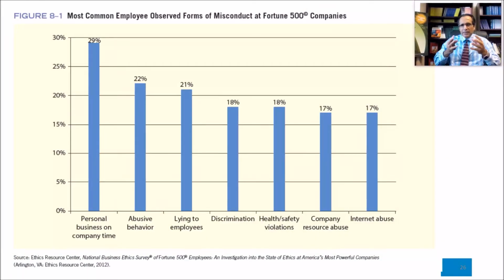There is some evidence empirically that shows that the most common employee observed forms of misconduct at Fortune 500 companies tend to include the fact that people conduct personal business on company time, abusive behaviors in the workplace, lying to employees. Think about the consequences of lying to your employees. Discrimination.